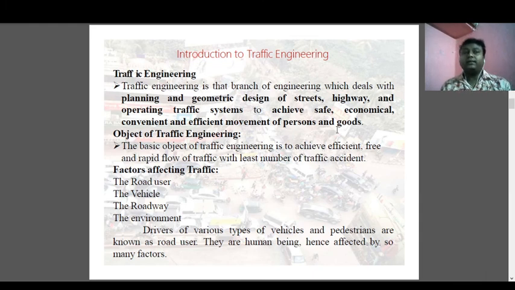Keep in mind that traffic accidents should be as few as possible, and for that we have to provide a good traffic signal system and good knowledge to the road users and drivers, meaning literacy and education for the driver and the pedestrian, adequate road width, and separate dedicated lanes for different types of vehicles. These are some parameters we have to keep in mind to reduce the percentage of accidents. What are the factors affecting traffic? The factors affecting traffic are the road users, the vehicle, the roadway, and the environment.